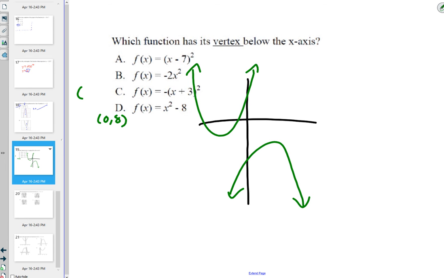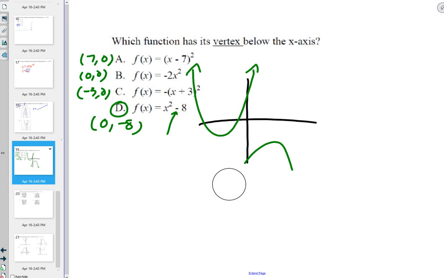What's the vertex for answer choice C? Negative 3, 0. Good. That's not below the x-axis either. What's the vertex for B? 0, 0. And then this one here is at 7, 0. Is it none of these? Which one has its vertex? Oh, because I thought it was positive. Thank you. I couldn't read it right. Thank you. Sorry, this is 0, negative 8. I don't know why I saw that as a positive. Yeah. So it is this.